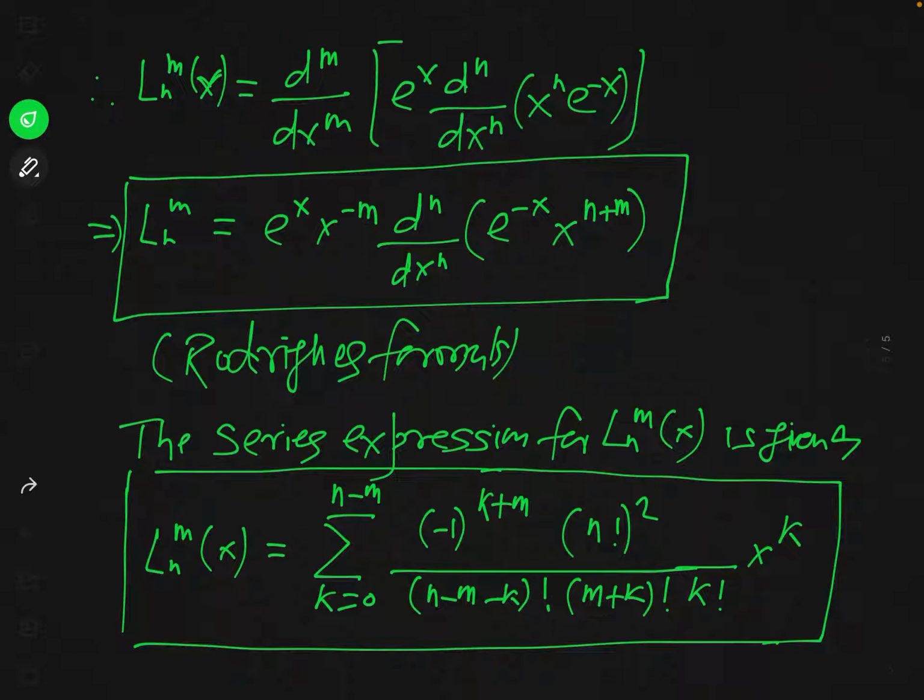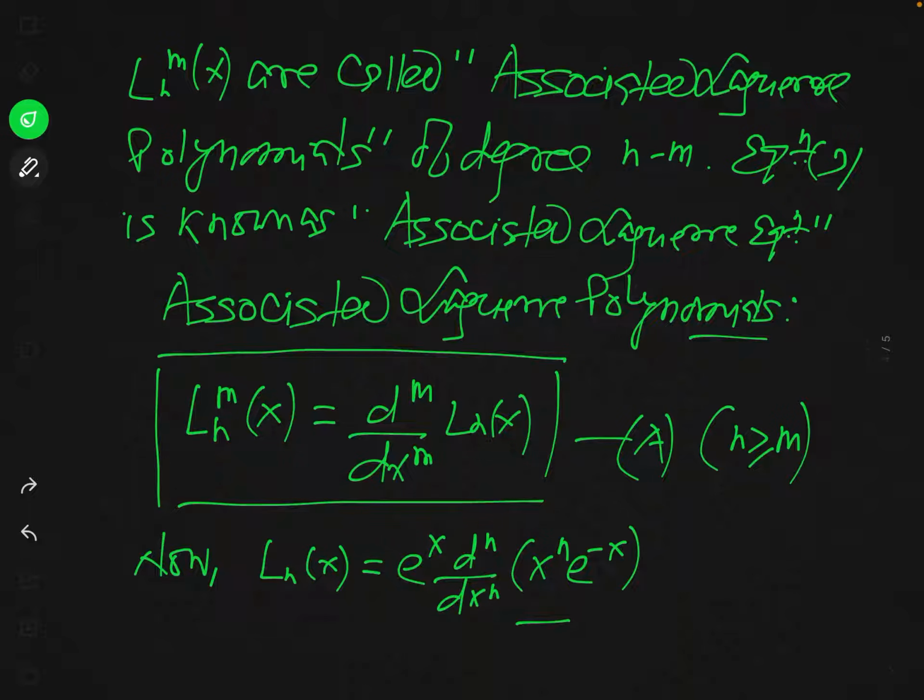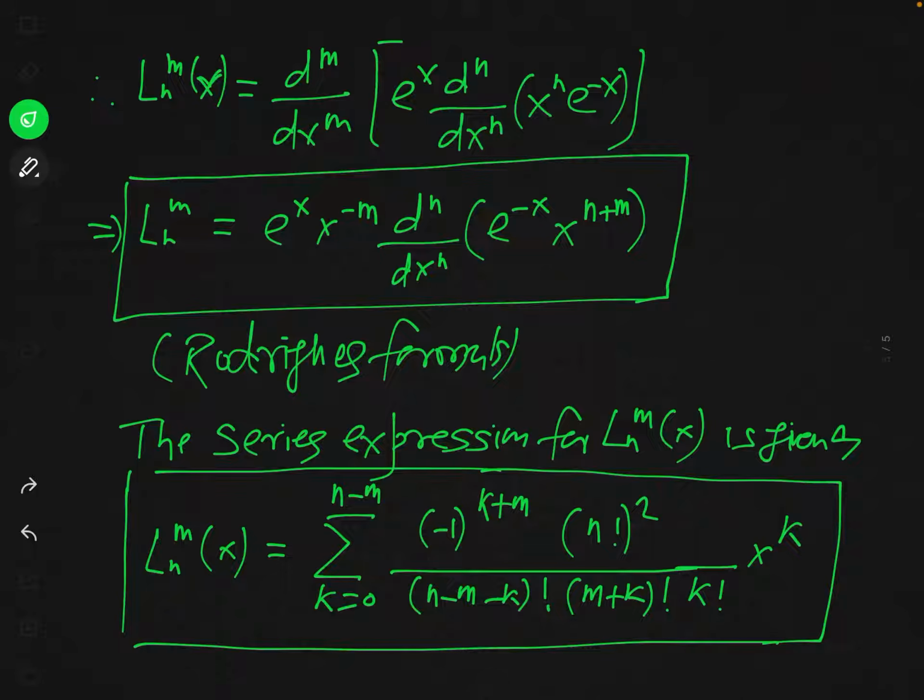So you can see that we have defined the three expressions for the associated Laguerre polynomial. This is the basic definition, that if you have to find L_n^m(x), you must differentiate m times L_n(x). This is the basic definition and most useful expression. Now, using either of these formulas for L_n^m(x), we can find some of the values.